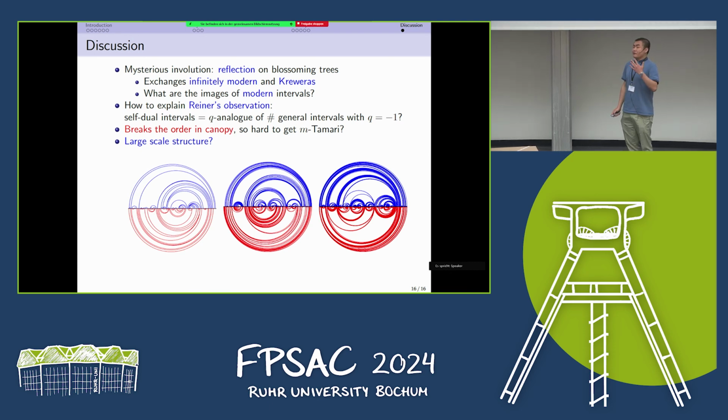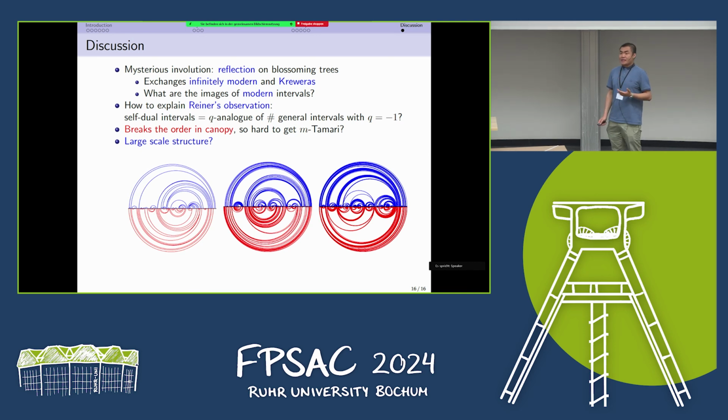Next, Vic Reiner observed, on our paper, that the formula for self-dual intervals can be obtained by taking a q-analog of the formula for general intervals and taking q = -1. Okay, and we also checked that it also works on synchronized intervals, and we want to know combinatorially what it means. Our bijection is not almighty because we tried it on m-Tamari intervals. It does not work because essentially m-Tamari intervals need a certain order on the horizontal lines for the types, but our bijection breaks it, so it's not so nice.